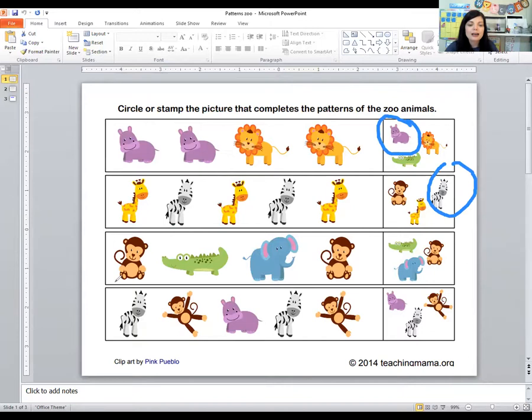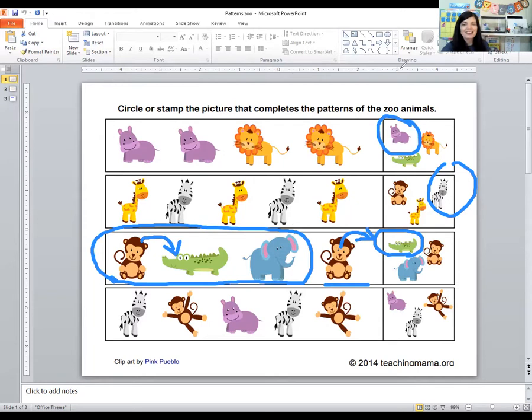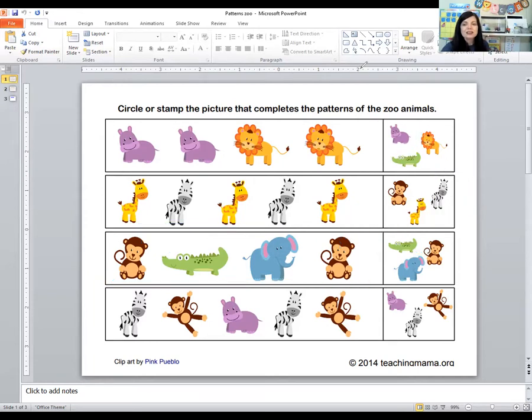I see a monkey and a crocodile and an elephant and then a monkey again. So that means I have found my pattern. When it starts back over, then you know you found your pattern. Let's say the pattern together. Monkey, crocodile, elephant. Monkey. What's next? Crocodile. You can even look and see what comes after the monkey. So after the monkey comes the crocodile. That's what comes next. Let's do the last one, okay?